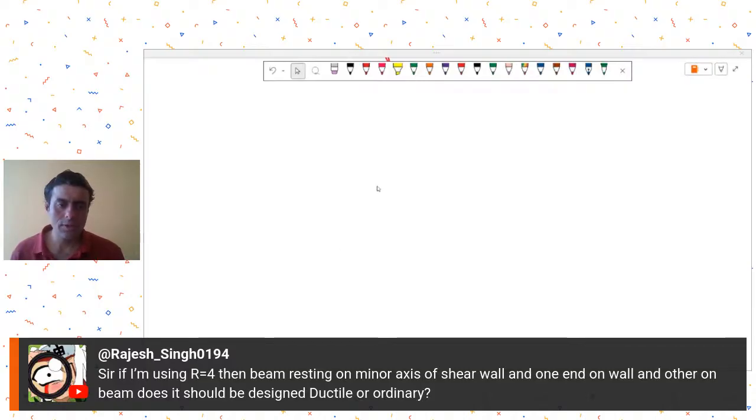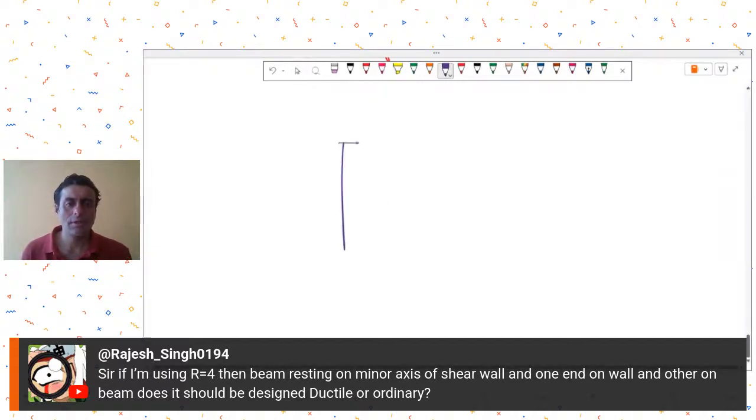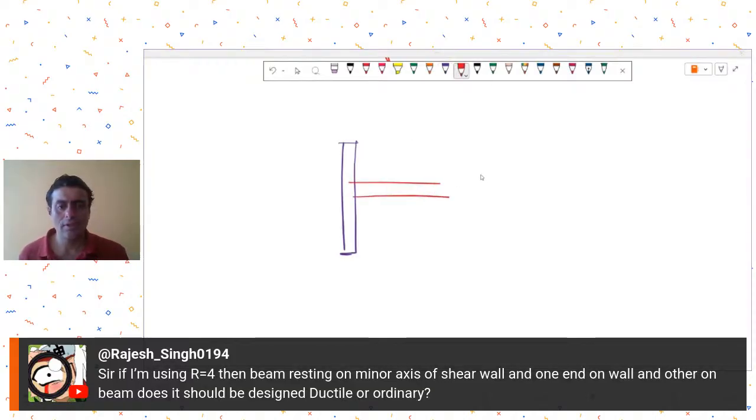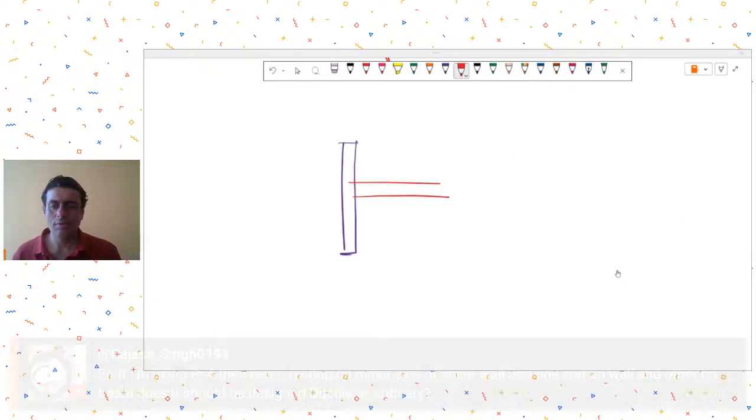I am using R equal to 4, then beam resting on minor axis of shear wall. So I think in plan view this is a shear wall and beam is resting like this, if I understand correctly, and one end on wall. Its question is not clear. Maybe you could provide some sketches for this.